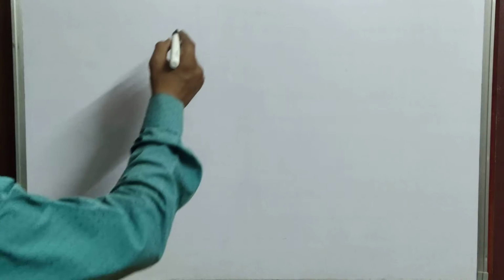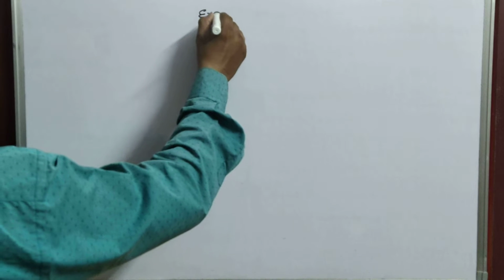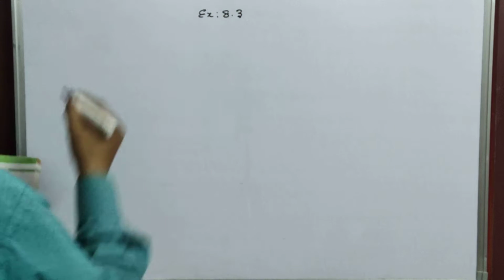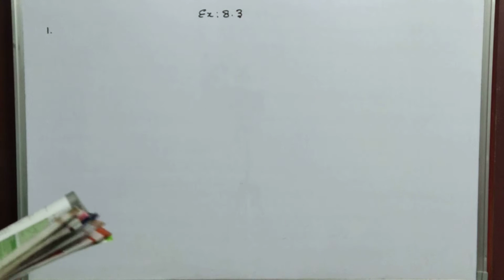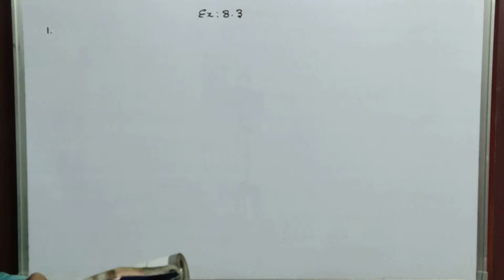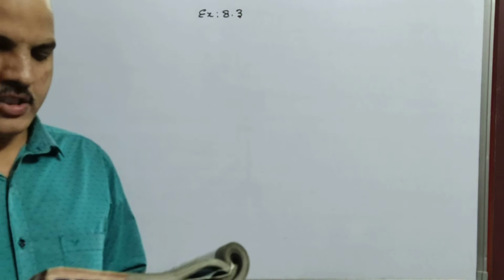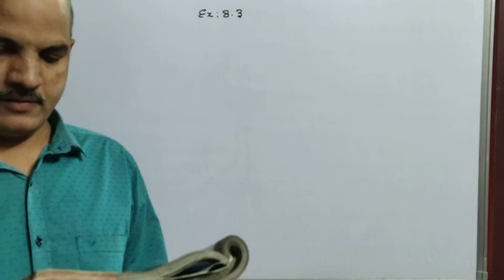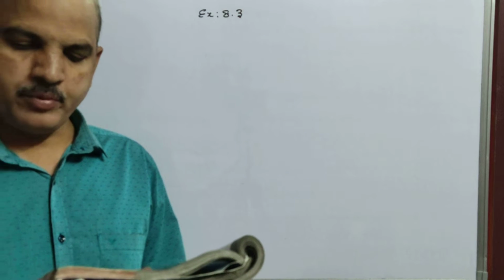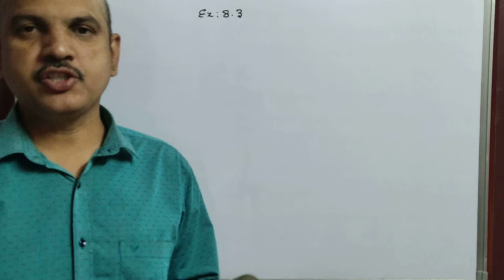Now, see here, exercise 8.3, children. I'll teach you one or two sums from each Roman numeral. The remaining you can take as homework. Tell what is the profit or loss in the following transactions. Also find profit percent or loss percent in each case.